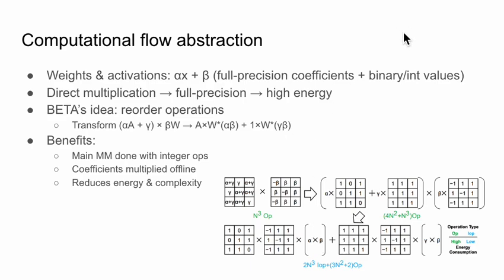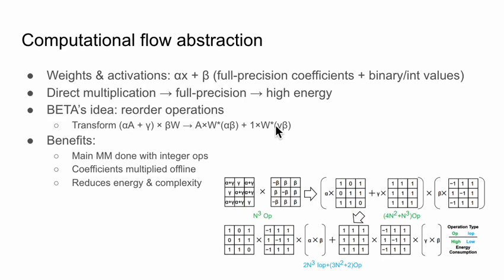BETA uses a key technique called computational flow abstraction to save energy. In binary transformers, each activation or weight is stored as a small integer with a scaling factor and offset, represented like this. If we naively multiply two matrices, it requires full precision multiplication for every element, which is expensive.